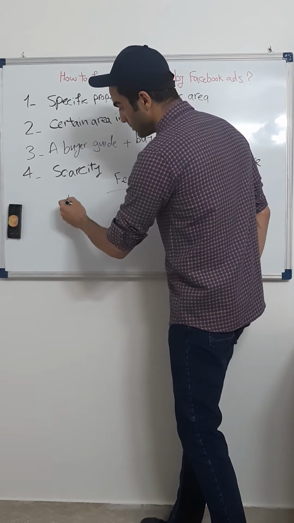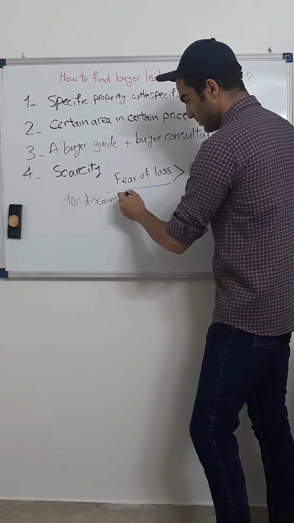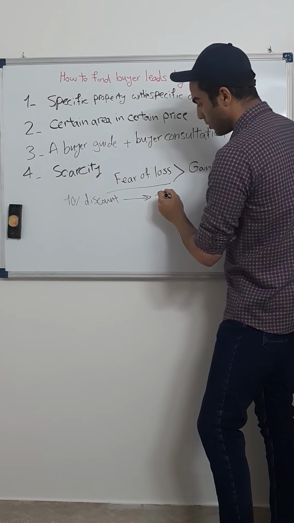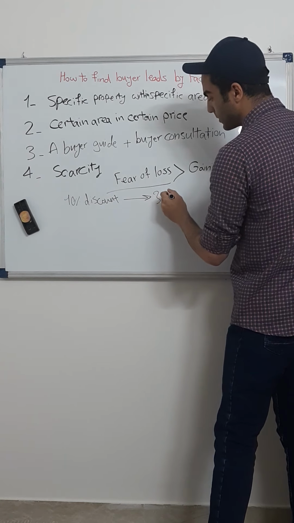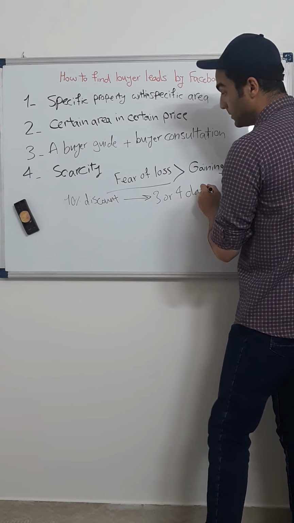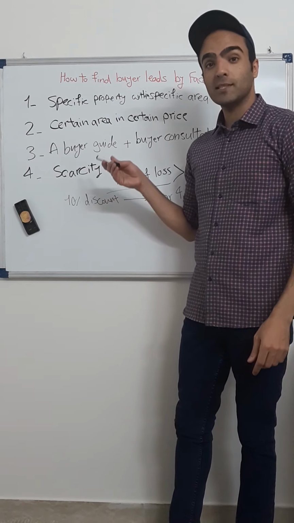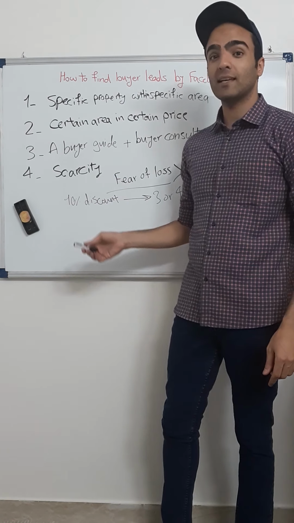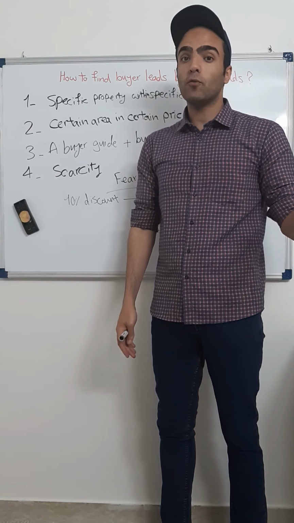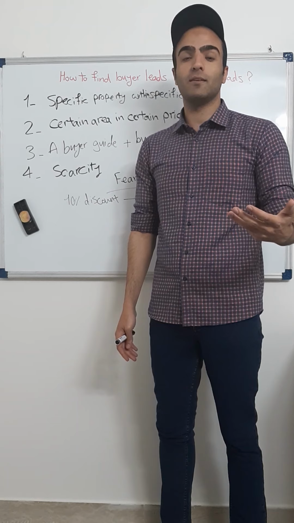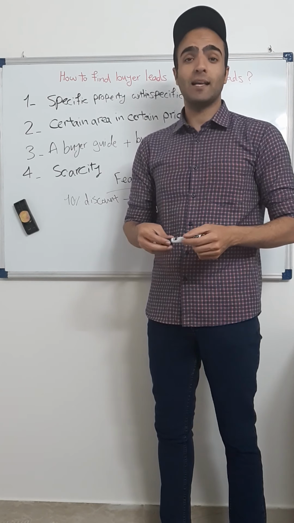So a 10% discount in the next 3 or 4 days. This is so powerful. This is extremely powerful, and I can't emphasize enough the importance of providing a discount within a specific range of days, right? For example, in the next 3 or 4 days, you give them a 10% discount in order to sell the property as quickly and as soon as possible.